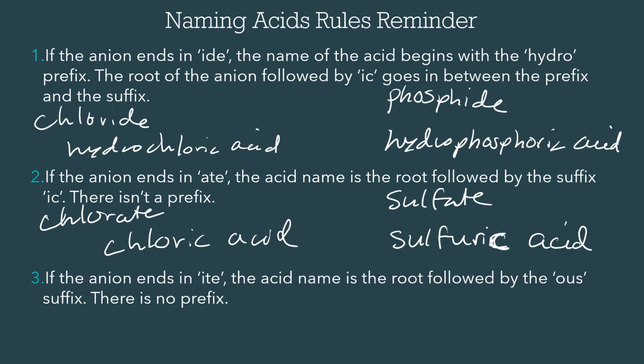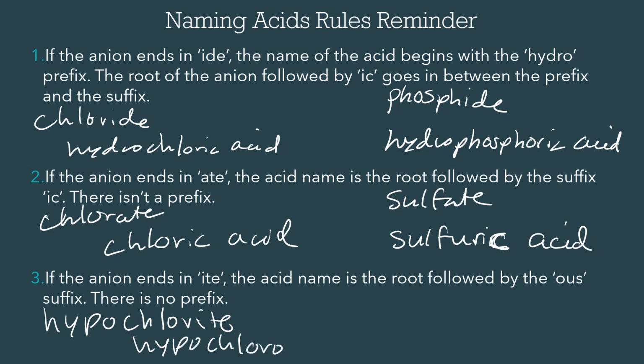So there's an ion that's called hypochlorite. The prefix is in the name already of the ion, so I'm just changing the "ite" to "ous acid". So this is hypochlorous acid. Let's try a sulfite. Sulfite ion becomes sulfurous acid.